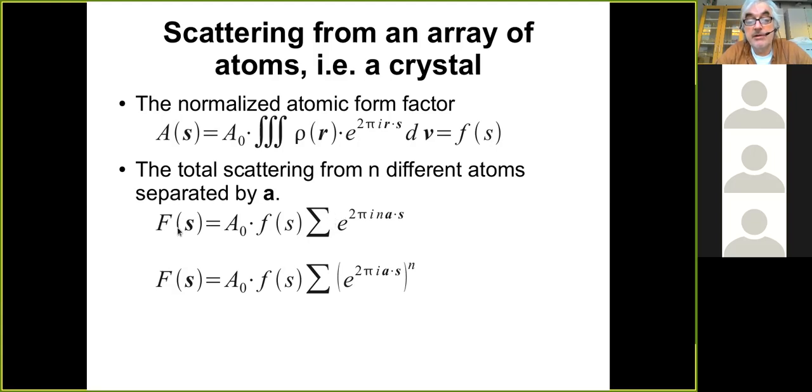So this we call the structure factor, compared to the atomic form factor. This is a crystal structure form factor, one can say. And for short, it's a structure factor. Summing over n different unit cells could in principle also be expressed like something like that.